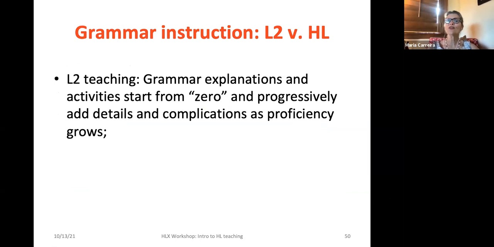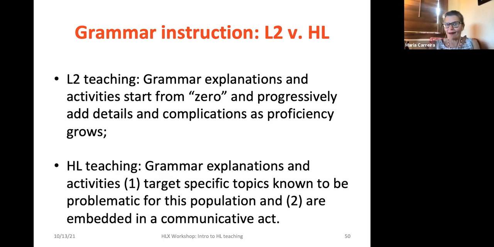All right. So notice what happens with L2 teaching. Think about your textbook. Grammar explanations start from 0, and progressively add details and complications as proficiency grows, right? So you start by conjugating the verb to be, and at that point you've lost the HL learners, right? Who wants to conjugate the verb to be? Or you're talking about mom and dad and grandma and grandpa. My goodness, this is what they know. But if you're following an L2 book, you have to go through this sequence because that's the way the L2 book takes you from zero, and then you start building.